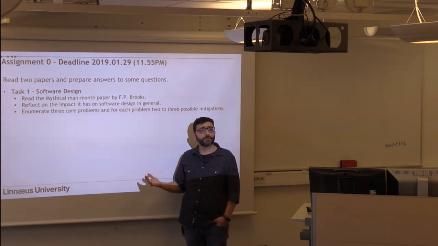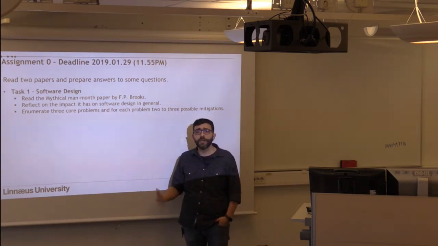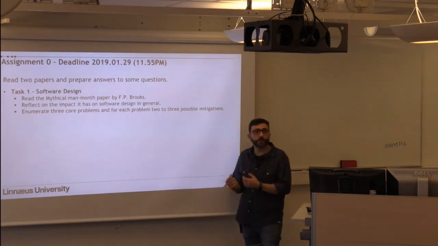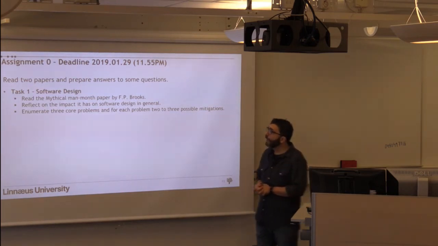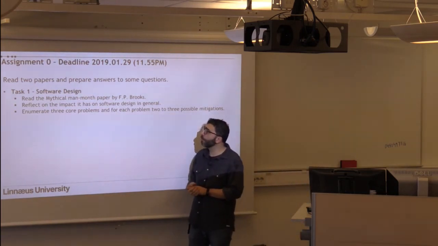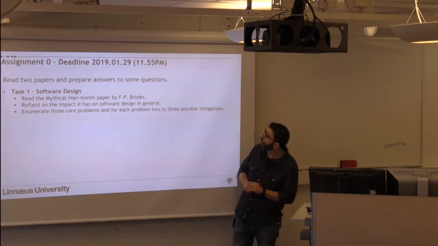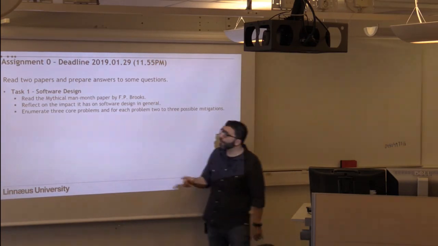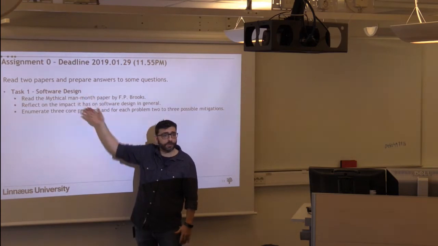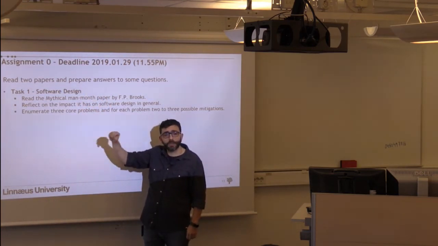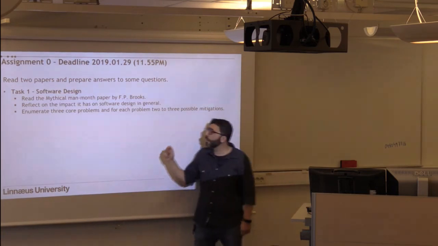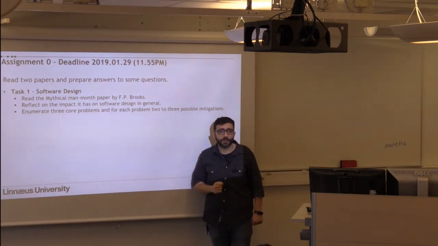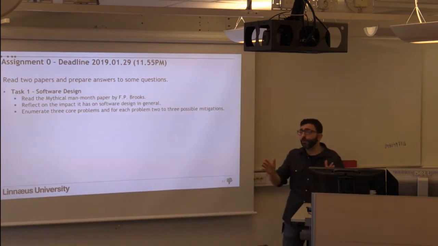Since we talk about software design, we want you to study the history of software engineering and software design in the specific. Then you should enumerate 3 problems, and for each problem 2 or 3 possible mitigations. There are a set of problems mentioned in the paper that you have to pick 3 of, and then describe some possible mitigations for these problems. It should be your own answer.